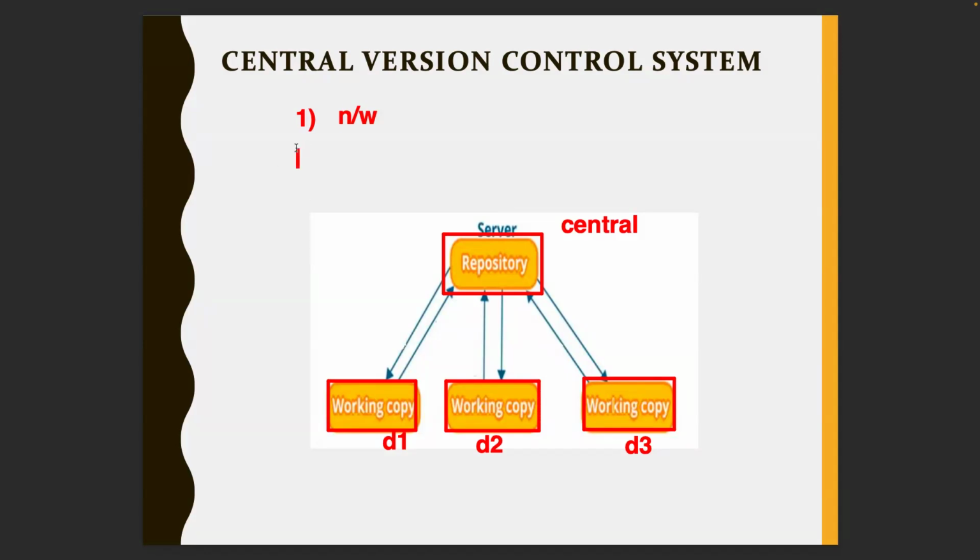Right, this is one of the disadvantages. Another thing is, let's suppose for some reason this central server is gone or crashed. Then the chances of recovery are less, right? This is where everyone has pushed their changes. If this is lost, the chances of recovery are less because it works like a single source of truth. These are the two drawbacks you have with the centralized version control system.